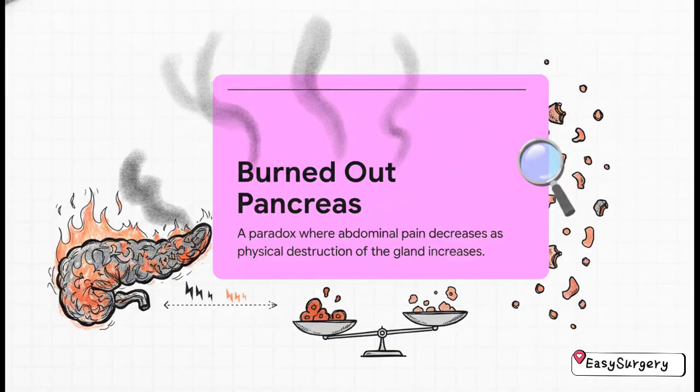And that leads us to a truly fascinating yet tragic clinical paradox that we call the burned out pancreas. Early on in chronic pancreatitis, the pain is just agonizing. But over the years, as the physical destruction of the gland gets worse and worse, the patient's abdominal pain actually starts to decrease. They think they're feeling better, but the reality is the acinar cells that produce those pain signals are just completely dead. The organ has quite literally burned itself out.